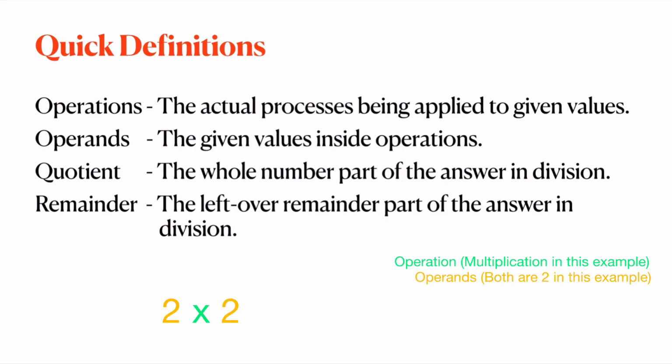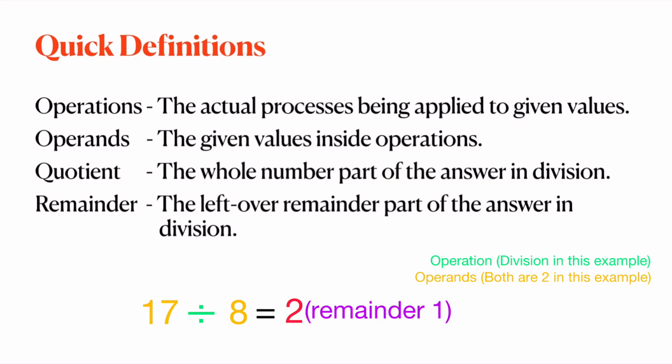Operands are the given values inside of those operations. So from the last example, the values that you put into that are known as operands. So 2 times 2, your operands are 2. The quotient is the whole number part of your answer in division, so 17 divided by 8 gives an answer of 2 with a remainder of 1, the quotient then being 2, and the remainder, which is the leftover part of the answer in division, is 1.